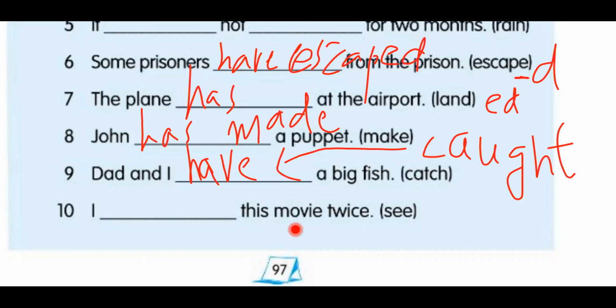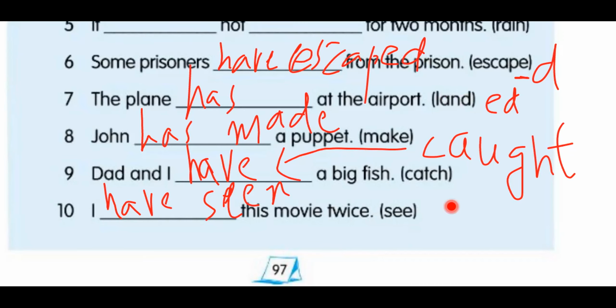Next, I dash this movie twice. Saw. I have seen. Okay. Seen. Have will be used with past participle. In past tense it will come: saw, I saw. Seen will come because of have. Try making the sentence: I have saw the movie is wrong, right? I have seen is the appropriate one. Yes, okay, so I have seen this movie twice. Yes. Sister Shaneem, read out these sentences.